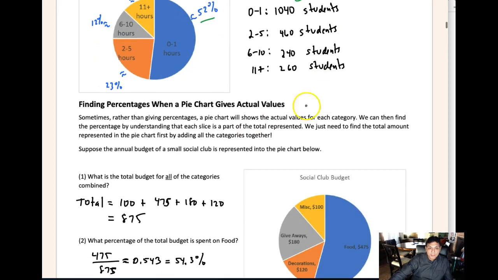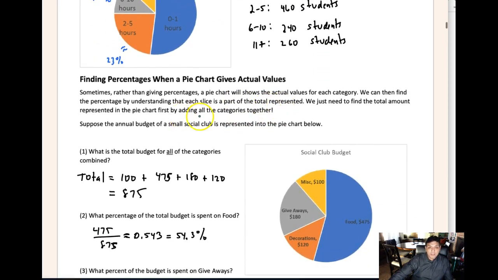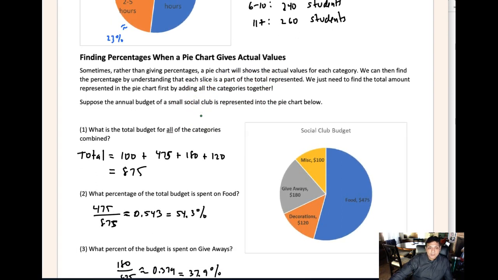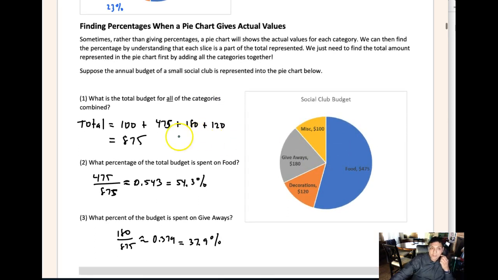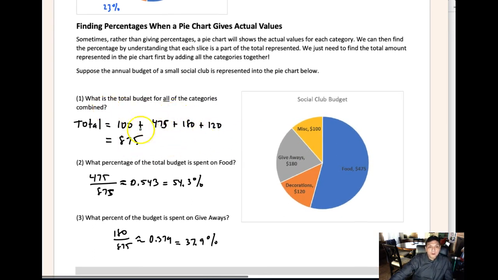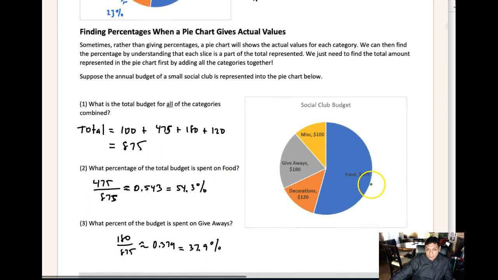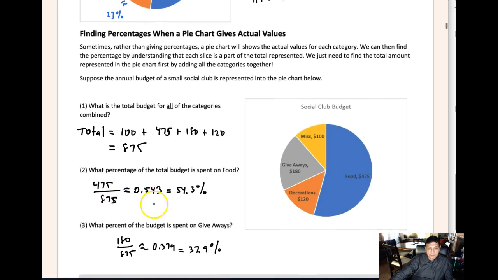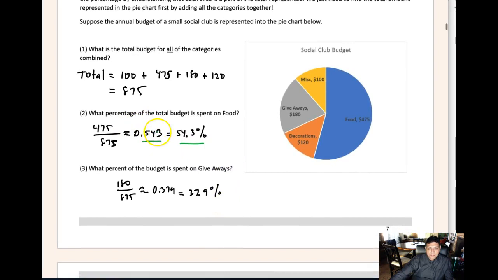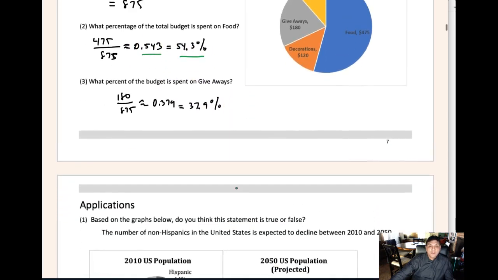and that's how we get that information right there. Now, how about finding percentage when a pie chart gives actual values? So in this case, you can see I don't have percents, I have the actual values inside of each section of the pie chart. So here, what is the total budget for all? You just add them all up. What percentage of the total budget is spent on food? Food is 475 out of 875. Part over the whole, or the amount divided by the whole, gives you this decimal, then you turn that into a percent. You may need to review that, but multiply this by 100 or move the decimal twice. And then you have this situation here.